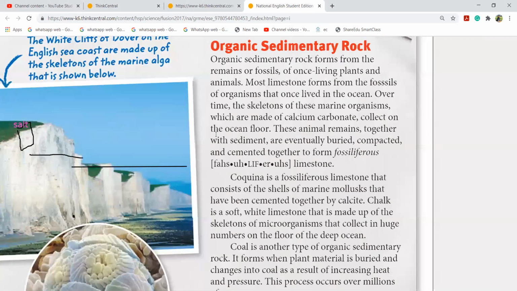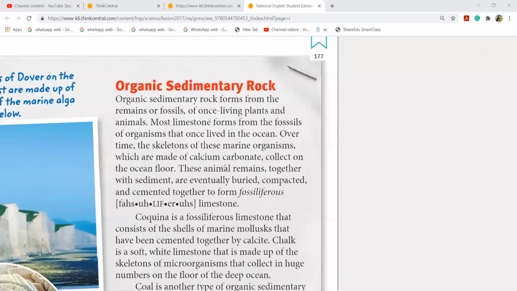What are organic sedimentary rocks? When I say organic, you must know that these sedimentary rocks have fossils inside, like limestone. The skeletons of these marine organisms, which are made of calcium carbonate, like eggshells and shells, which are dead, and mostly when you go to a seashore, you find those shells lying there on the ocean floor. They mix with these animal remains together with the sediments, are buried, compacted, cemented, and form a fossiliferous limestone. The best example is Coquina.